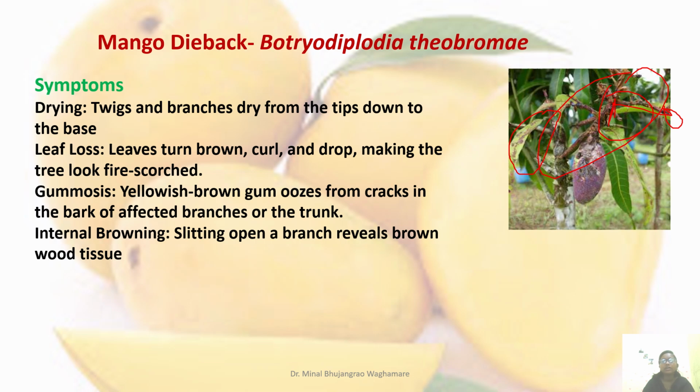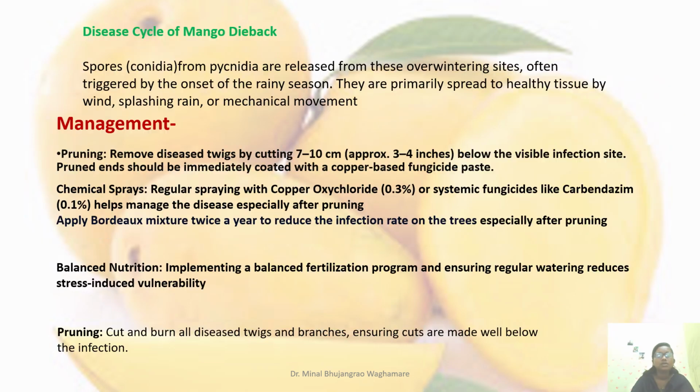And internal tissue of the branches becomes brownish in color. Coming to the disease cycle of the mango, we can see that spores, that is conidia, are released from the pycnidia, and that only goes for the overwintering site. The spores get spread by the wind, splashing rain and mechanical movement.